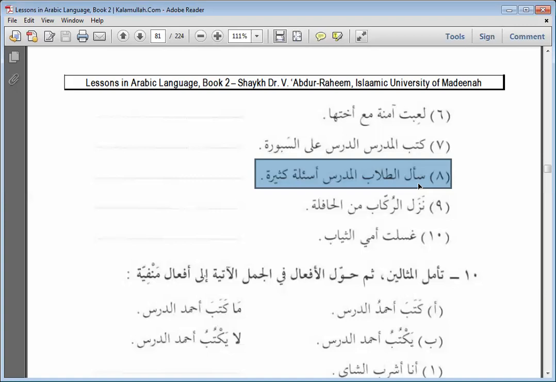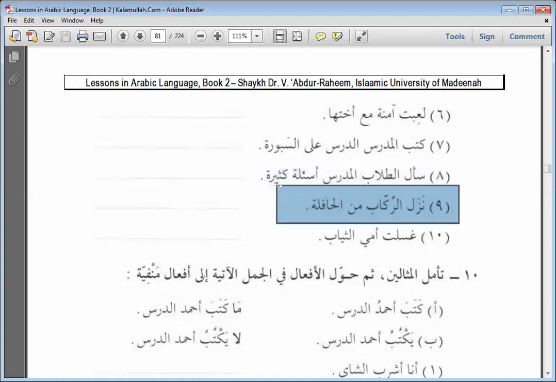So say after me again. Sa'ala at-tullabu al-mudarrisa. Notice we say al-mudarrisa with a fatha on the sin because that is now the object. That's the thing being asked. The teacher is the one being asked, okay? Sa'ala at-tullabu al-mudarrisa as'ilatan kathiratan. Many questions. Changing it to the present tense, we get yas'alu at-tullabu al-mudarrisa as'ilatan kathiratan.